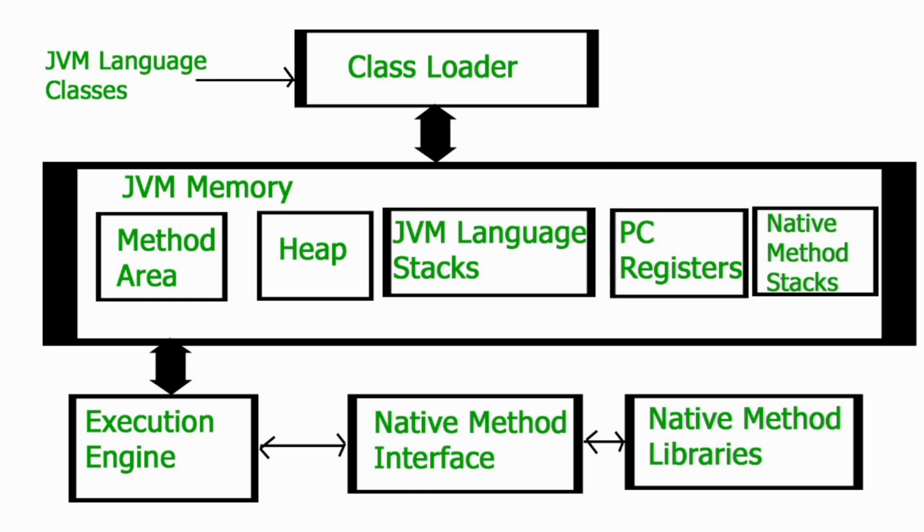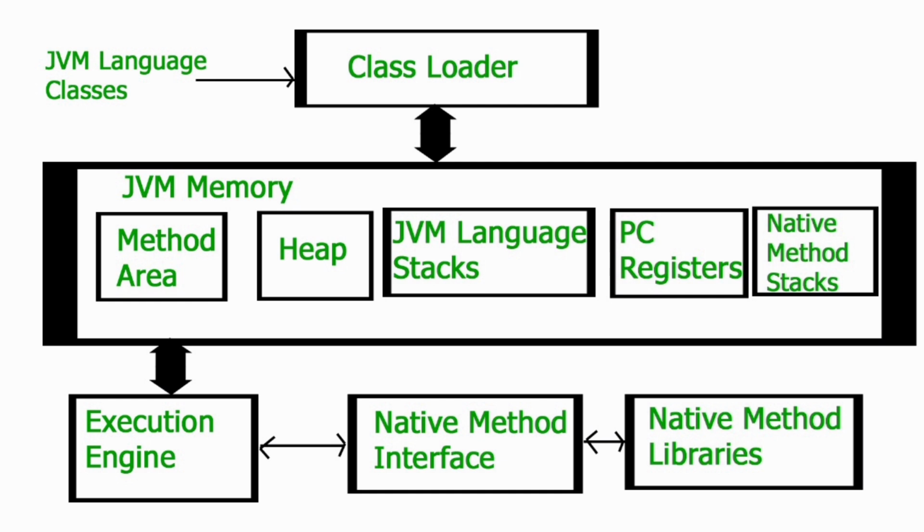Next, it goes to JVM memory. First, it starts with the method area. It stores class structure, method data and constant pool. And next, the heap, the runtime data area from which memory for all class instances and arrays is allocated.